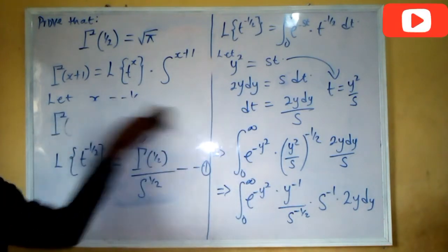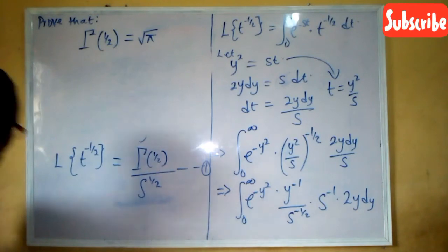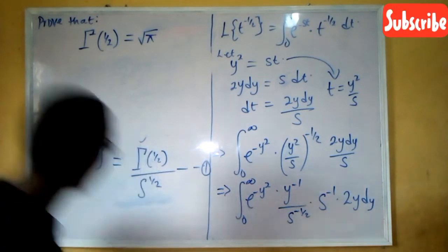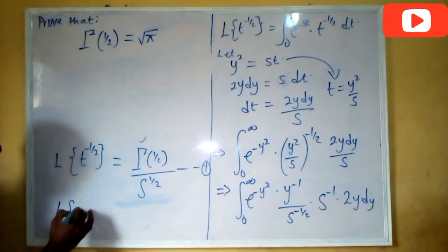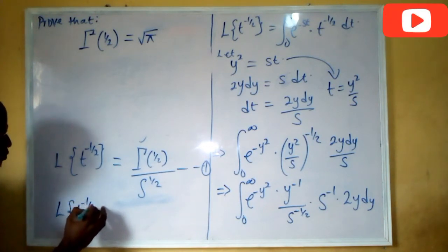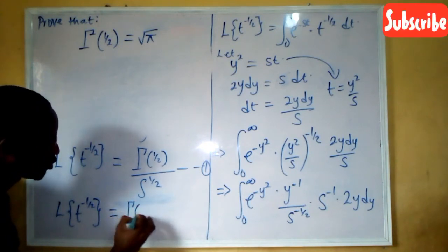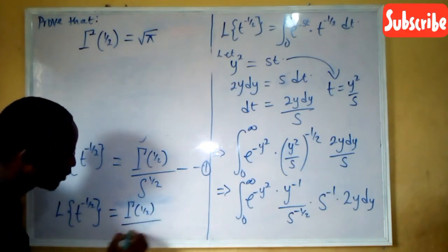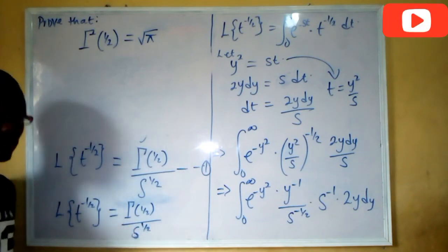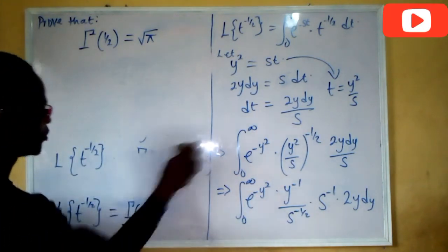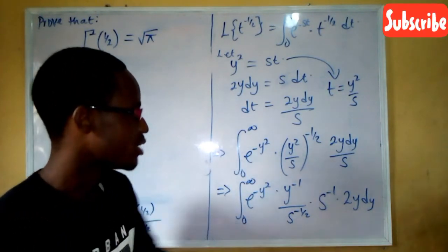So now I would have to rewrite these on one part of the board. Excuse me. So if I'm to rewrite this, I'm going to write it at the lower side here, so that the Laplace transform of t raised to the power minus half is the same thing as the gamma function of half all over s raised to the power half. So let's go. So from there, I continue to simplify this.